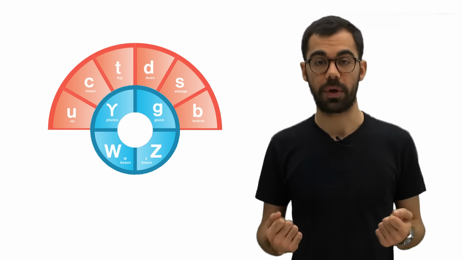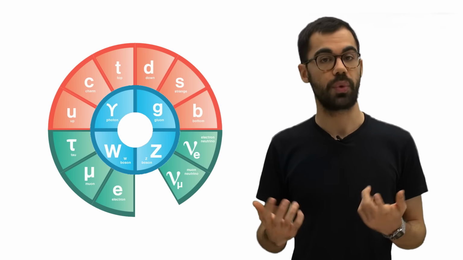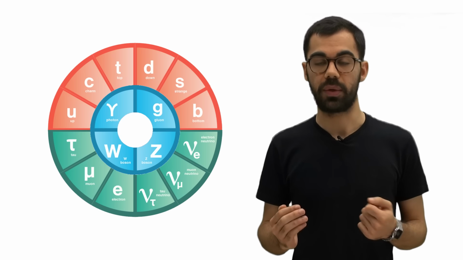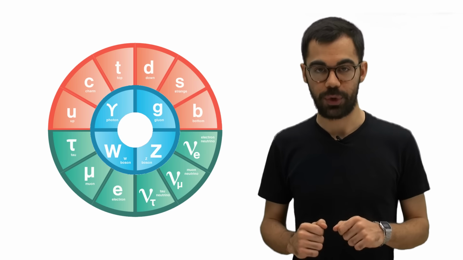Regarding matter particles, we have two groups: 6 quarks divided into 3 generations. We have here the building blocks of protons and neutrons. And 6 leptons, also divided into 3 generations, each one with a charged lepton, like our good friend the electron, and its partner, a neutrino.